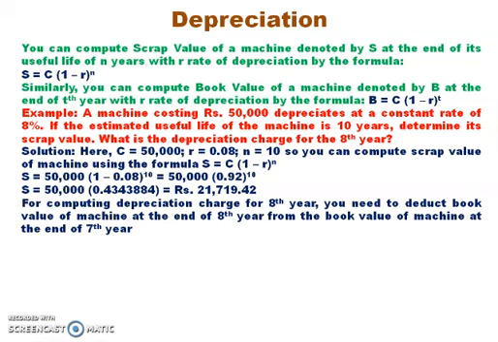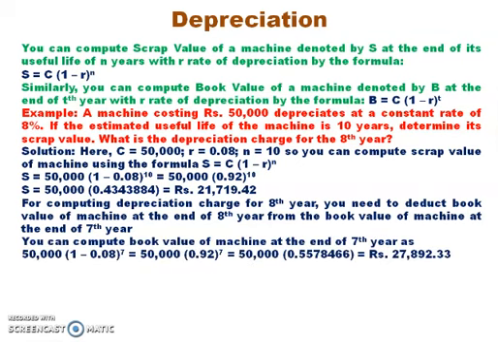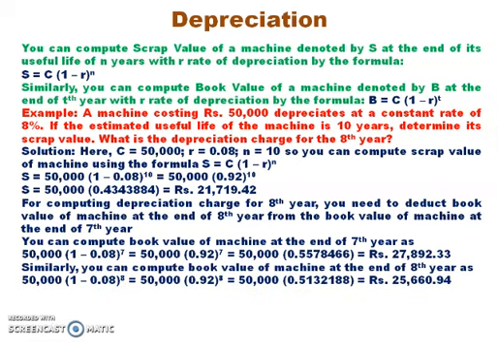For computing depreciation charge for the 8th year, you need to deduct book value of machine at the end of 8th year from the book value of machine at the end of 7th year. You can compute book value of machine at the end of 7th year as 50,000 into 1 minus 0.08 raised to power 7, which comes to rupees 27,892.33.